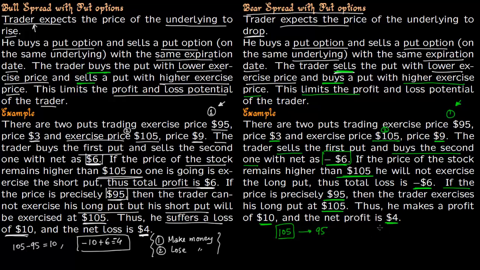Now if the price falls much below 95, then number 1, his short put, will lose money, because the person who has this put at 95 will exercise it if the stock price falls below 95. On the other hand, number 2 at 105 will make money. And these two will cancel each other out. So in this scenario, the maximum profit is $4 and the maximum loss is $6. Notice that these two positions are exactly opposite of each other.